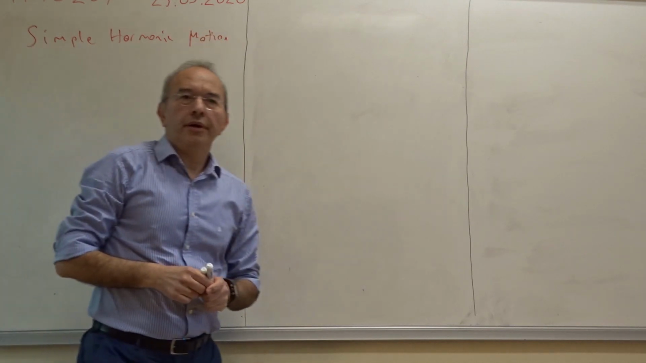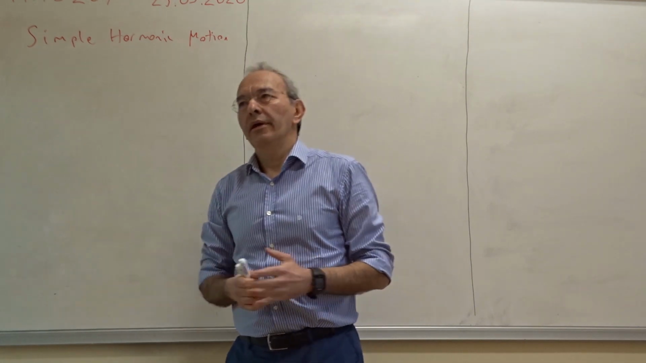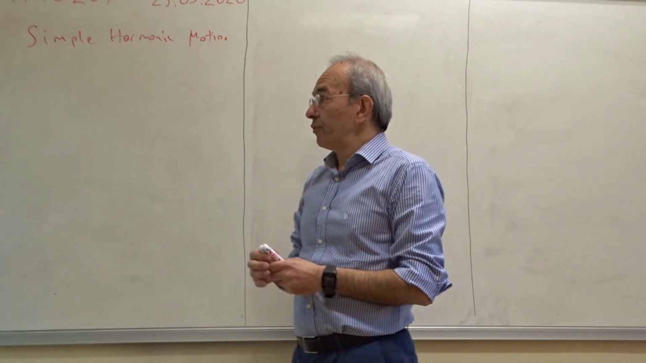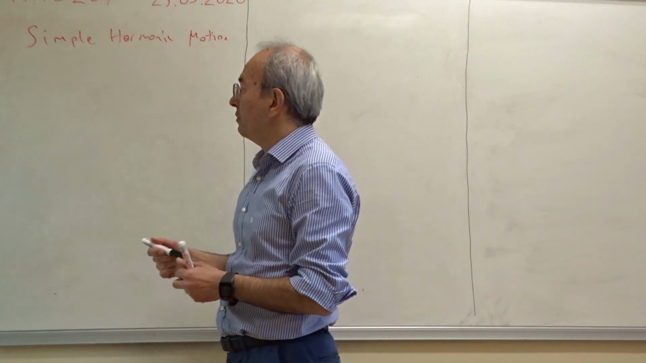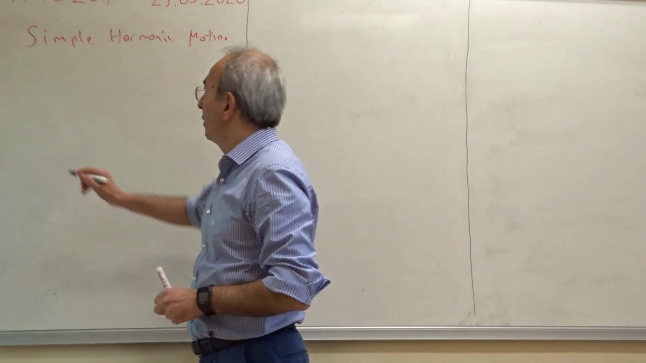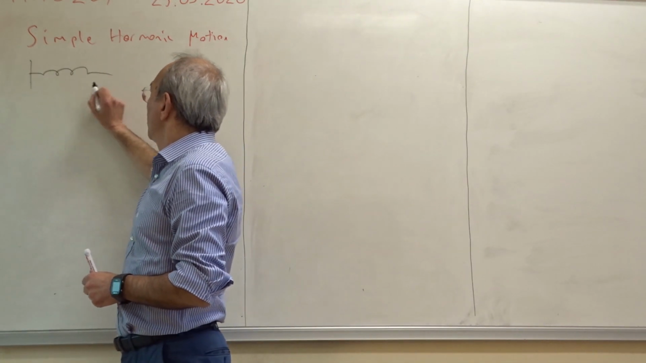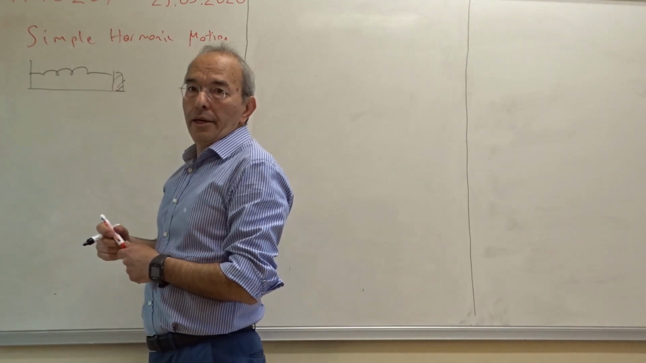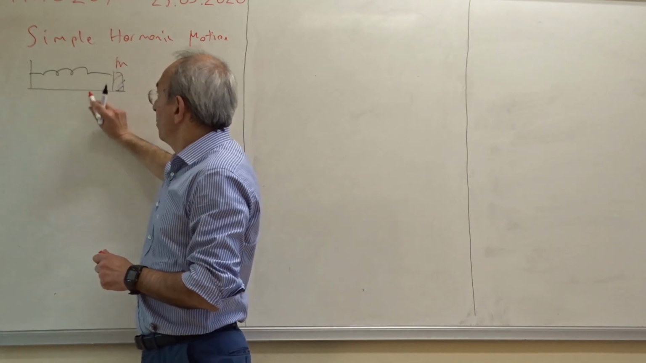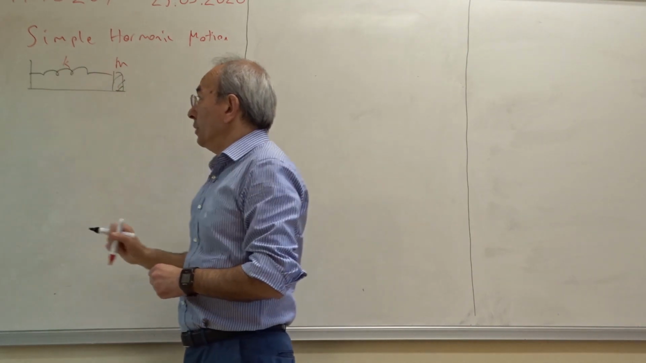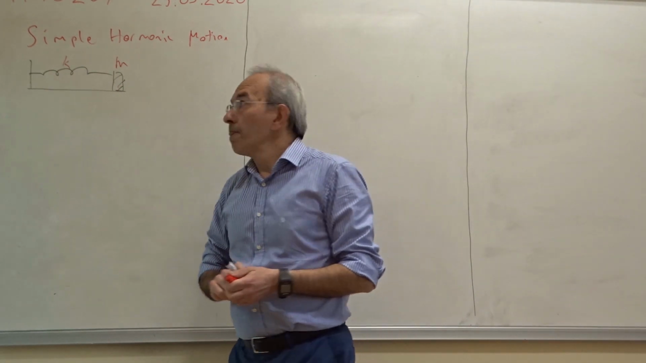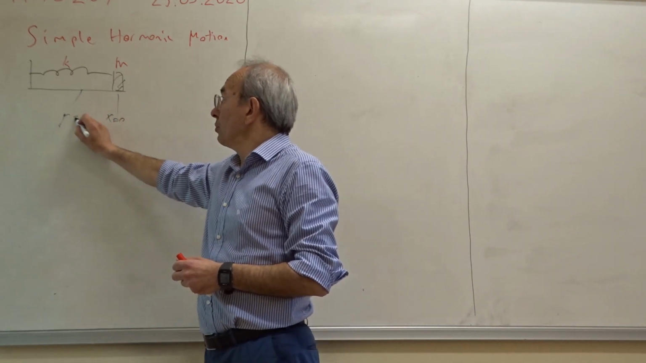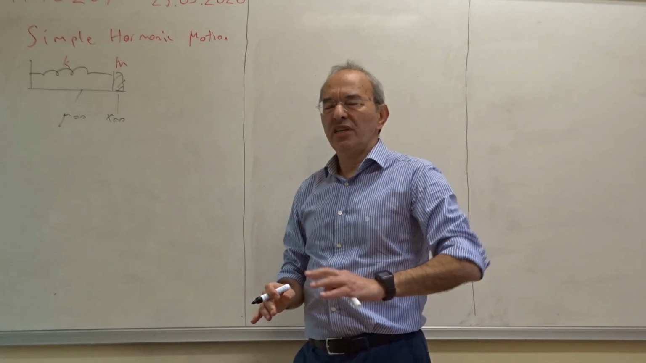Simple harmonic motion is a kind of motion which is very widespread in daily life. But the basic model for such motion can be given by the mass spring system. For example, we may have a block of mass M attached to a spring of force constant K, and this is the equilibrium position. Assume there is no friction between the surface and the object.